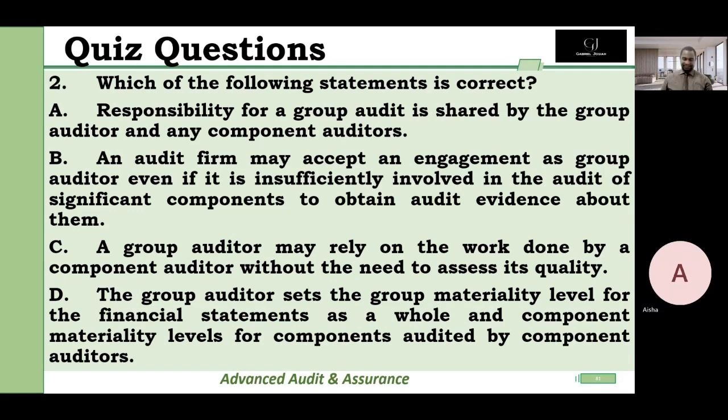Good. I think I was trying to stay awake during this lecture. Okay. Understand you're usually quiet. You need to go back to the video again. I need to go back to the video. I really don't know the answer. You may have to guess something. Which of the following statements is correct? Responsibility for a group audit is shared by the auditor and any component auditors. I'll go with A. Yeah. D and A. All right.